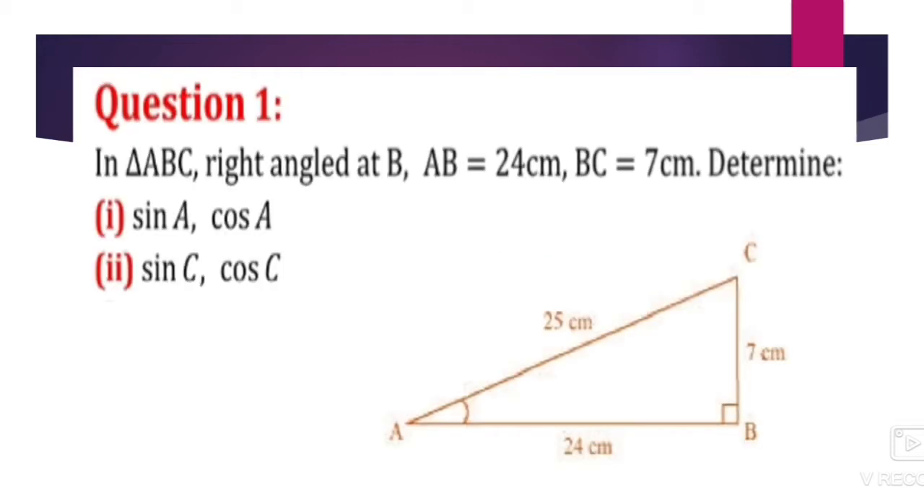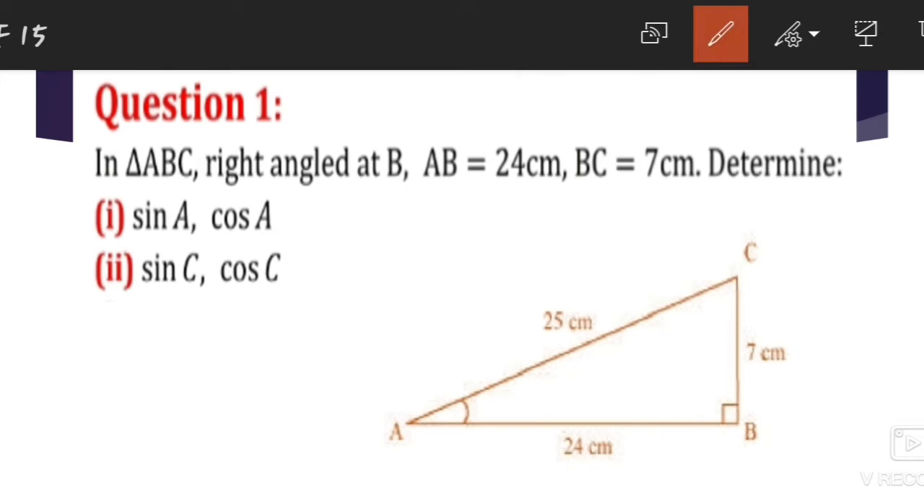Question number 1: in triangle ABC, right angle at B, AB is given as 24 cm, BC is given as 7 cm. Determine sin A, cos A, sin C and cos C. As you can see, ABC is a right angle triangle where the value of the perpendicular and the value of the base is given. So you can use Pythagoras theorem and find the length of the hypotenuse, that is AC.